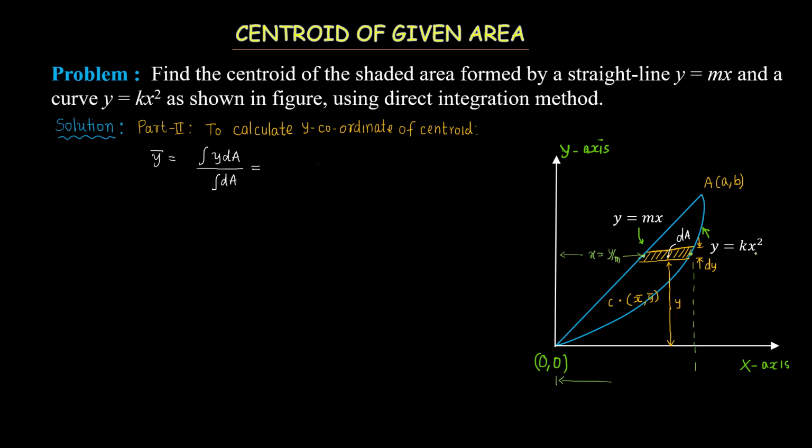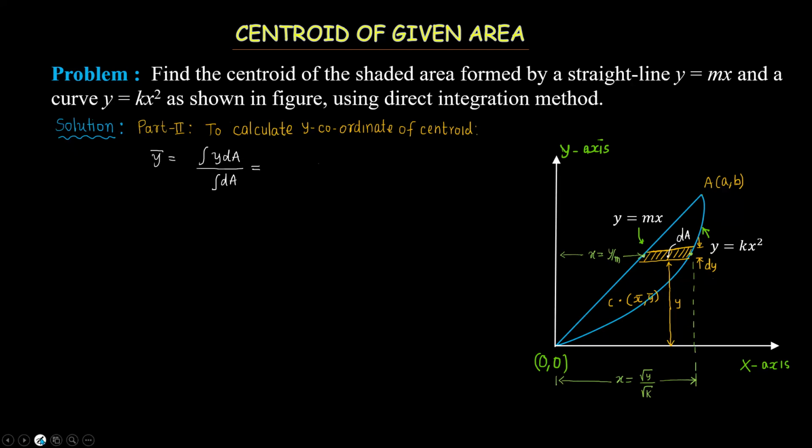So if I get the value of x from here, y by k equal to x square, so x will be the square root of y by k. So here the value of x will be, friends, square root of y over square root of k. The difference of these two x coordinates will give you the length of this strip, and the thickness is dy.